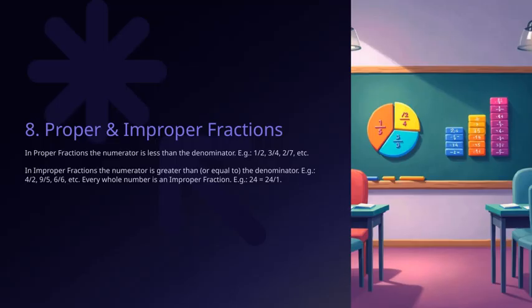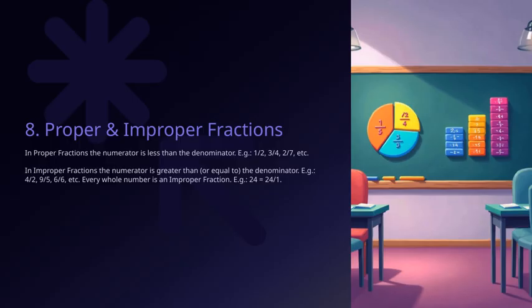Let's talk about proper and improper fractions. Proper fractions are those where the numerator, which is the top number, is less than the denominator, the bottom number. For example, 1/4 or 2/7. These fractions represent parts of a whole that are less than 1.